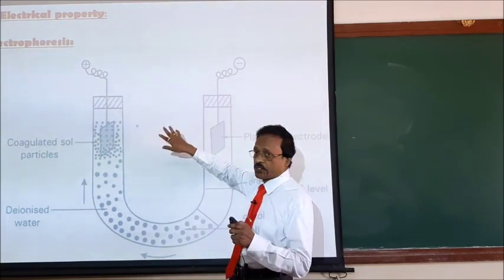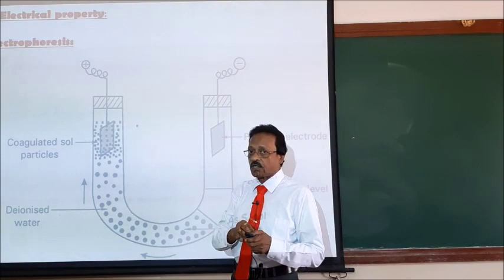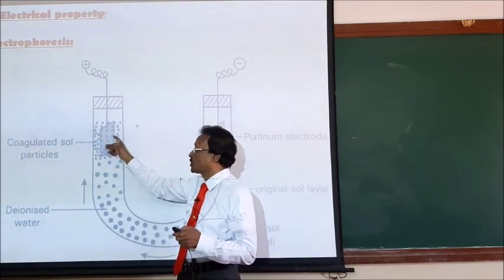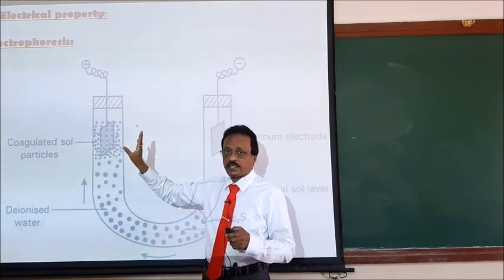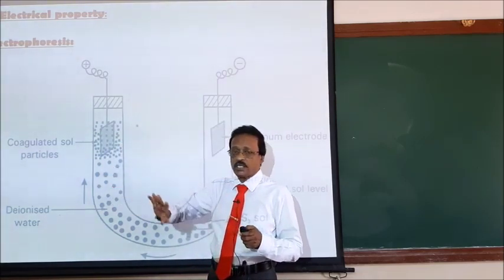This is called electrophoresis. The movement of the colloidal particles in the electric field towards one of the electrodes is called electrophoresis. After reaching these electrodes, the colloidal particles lose their charges and appear as products. We discussed this.